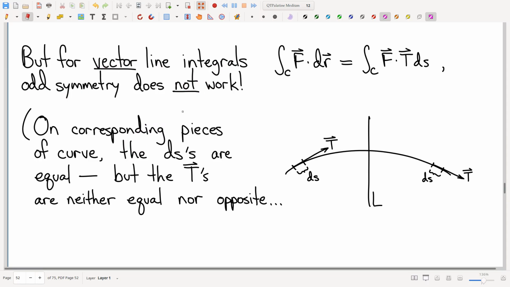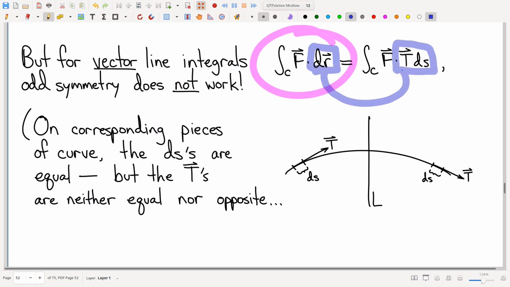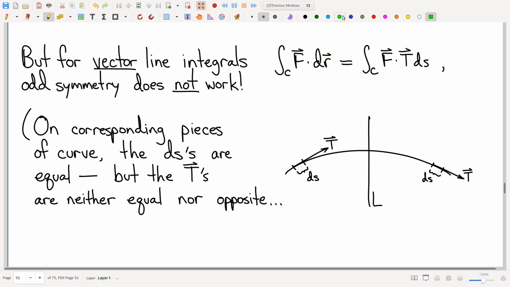And you can see why pretty easily, because here's our vector line integral, and keep in mind this dr right here is just kind of a package that contains both t and ds. You can argue very reasonably that this ds, over here on that side and over here on this side, these ds's kind of match up. They pair, they're the same size, and you could see where an argument would start to come together.